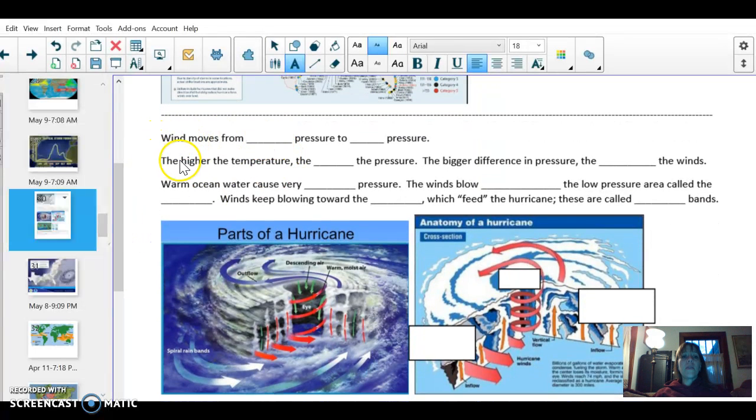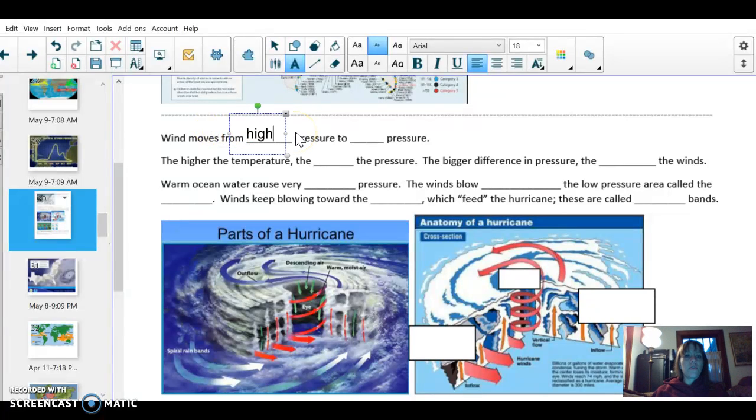Okay, so when we look at this, I want to go through the parts and what causes it. So try these 2 lines by yourself. Pause the video, make sure you're trying them because you need to know these about how wind moves and about pressure differences. And we're going to look at these. Go ahead and press play.